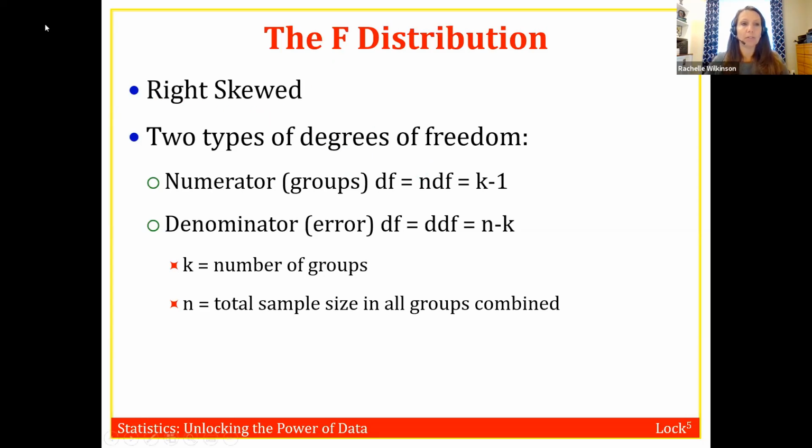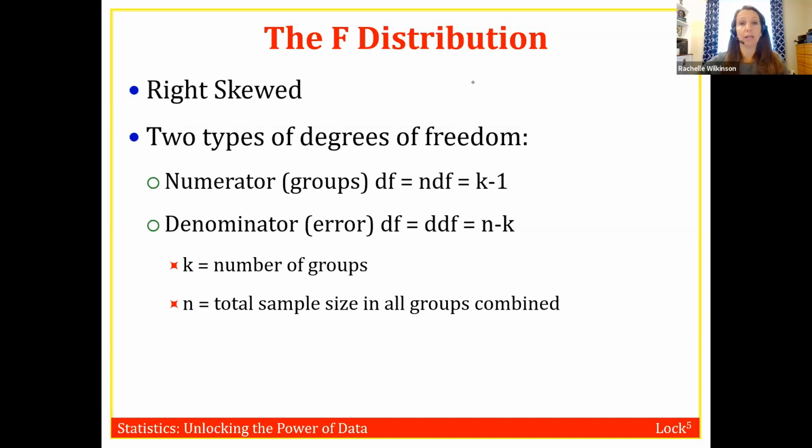Who remembers, of the other three theoretical distributions that we've talked about so far, what's the other one that is right skewed? Yeah, good, the one we talked about last time, the chi-square distribution. So the chi-square was a right skewed distribution. The F distribution is also right skewed.